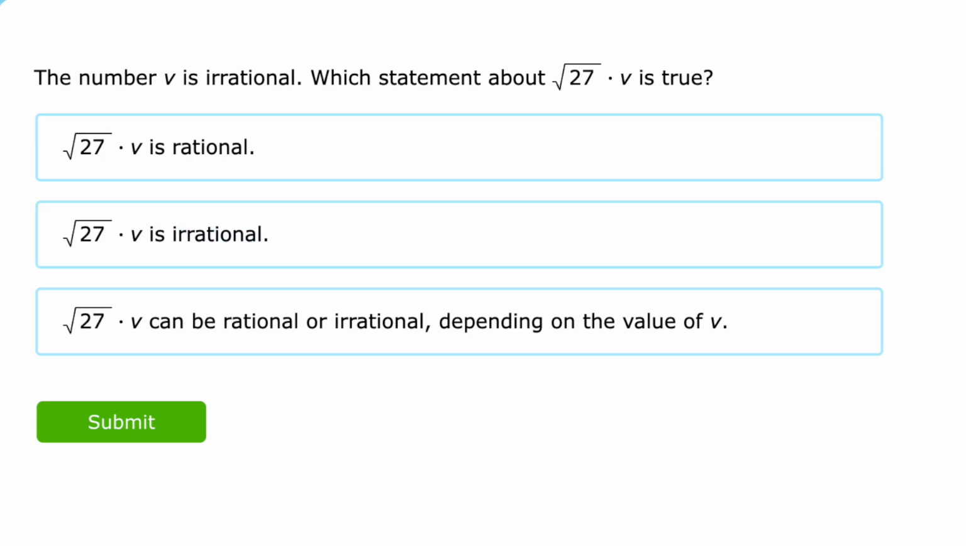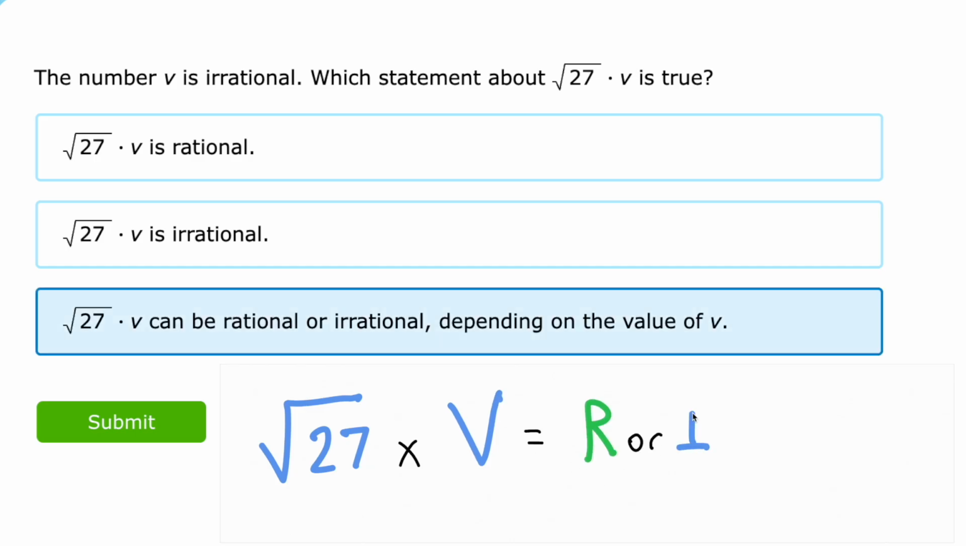Next, the number v is irrational. Which statement about the square root of 27 times v is true? Just like before, since we have 2 irrational numbers, it can be rational or irrational depending on the value of v. If v happens to be the square root of 27, then our answer is rational, and if it's any other irrational number, our answer is irrational.